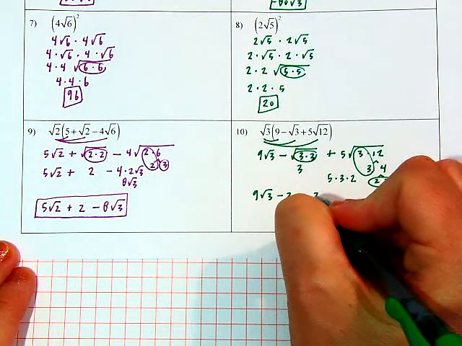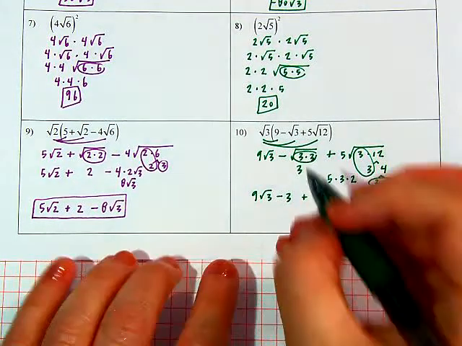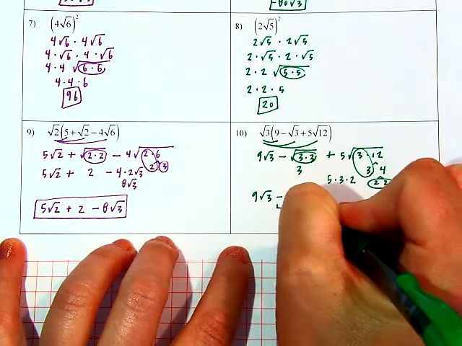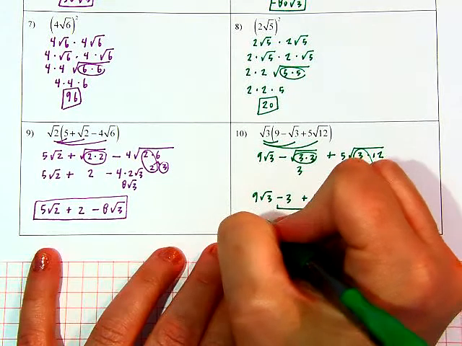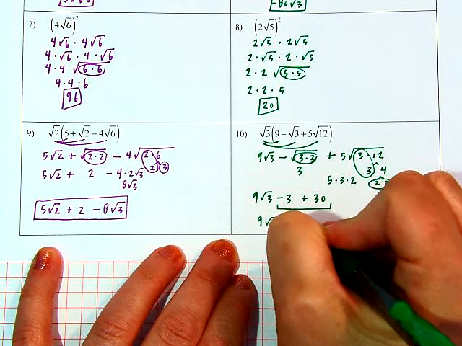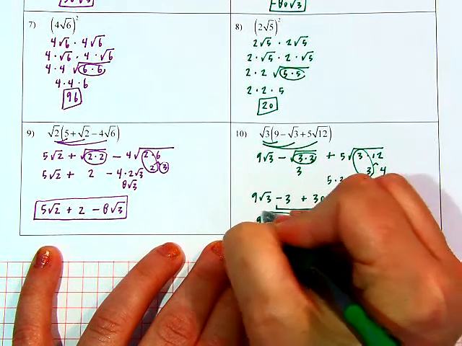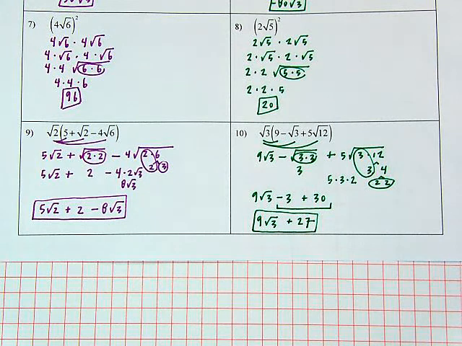So plus 30. And then I can combine like terms when I'm adding or subtracting. And in this case, I do see like terms. I have these integers right here. They can combine. So here, if I have a negative 3 plus 30, that's 27. So I have 9 root 3 plus 27. And that's my final answer. And again, if you switch the order, that would be fine. It really does not matter here which one you put first.